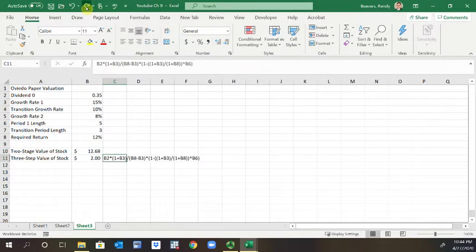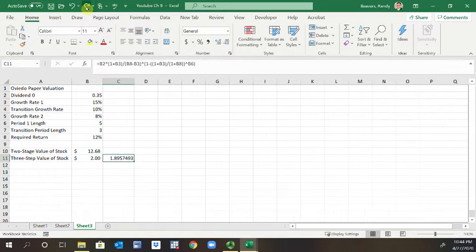is our first step is the same as the previous video with the two-stage value of stock. So that'd be equal to B2 times 1 plus B3 divided by B8 minus B3 multiplied by 1 minus 1 plus B3 over 1 plus B8 raised to the B6 power.